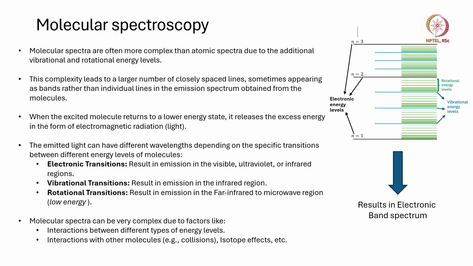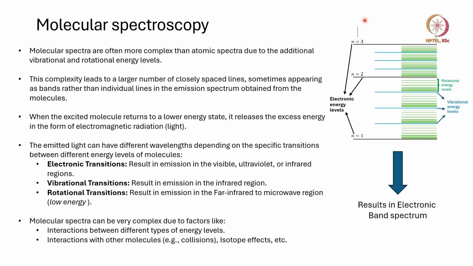And in molecules, the energy states are not only limited to the electronic states and the energy levels, but other energy such as rotational energy and vibrational energy also exist, which makes molecular spectroscopy complex. So, this complexity leads to a large number of closely spaced lines, sometimes appearing even as bands rather than individual lines in the emission spectrum that is obtained from the molecules.